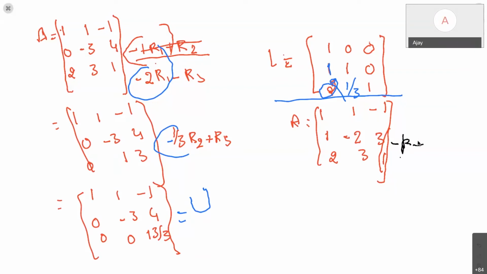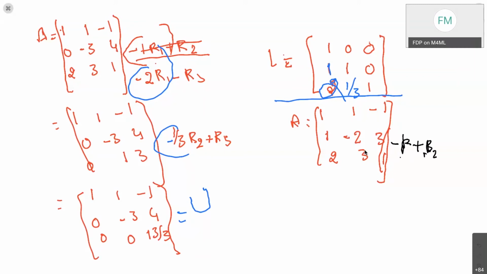Sir, the question is, if it is already 0, then what? You don't have to do anything. If you already have a 0, then you go with the next one. Okay. Thank you, sir. I got it.